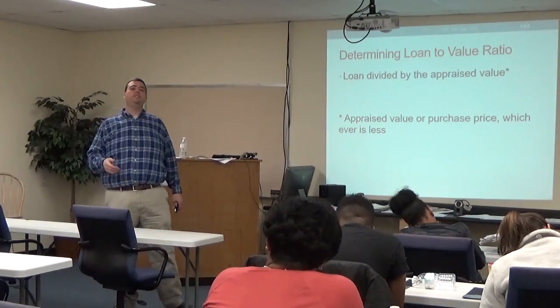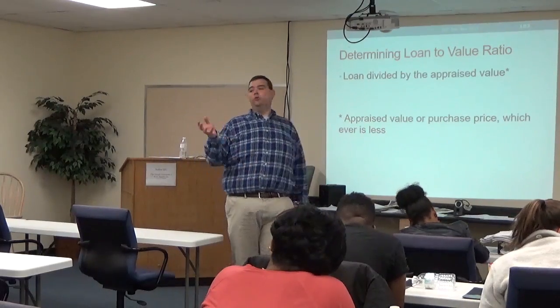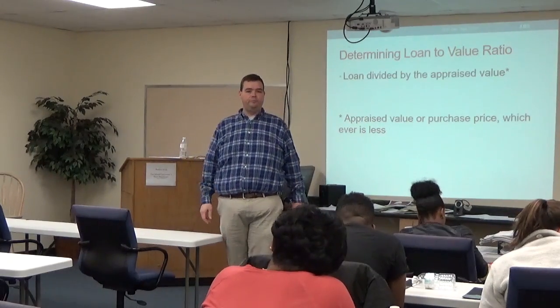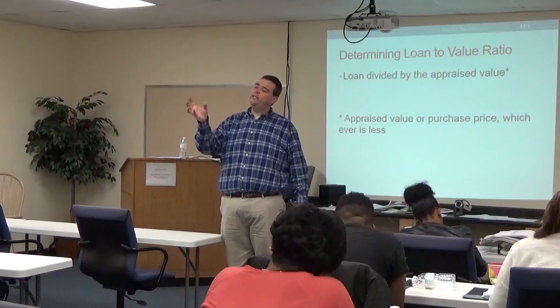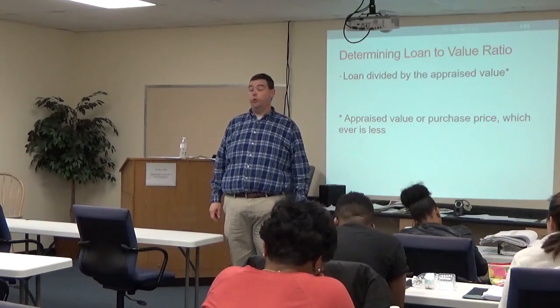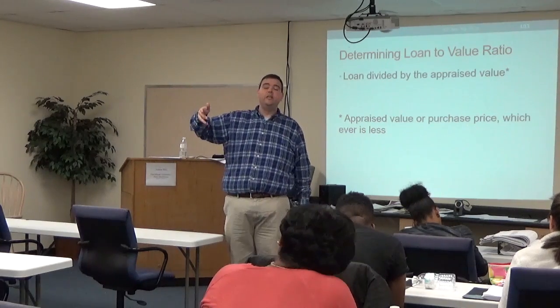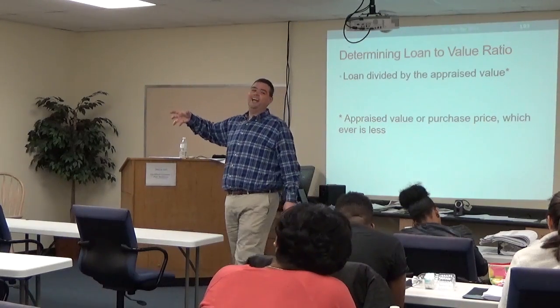Think of it this way. If you were doing a 10% down payment, you're doing 90% loan to value, and you agree to pay $200,000 for the house, what would your down payment be there? 20 grand, right? 10% down payment is $20,000. What if the house only appraises for $190,000?